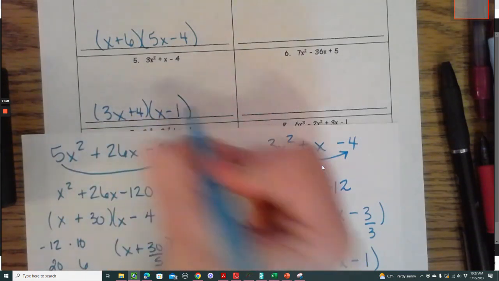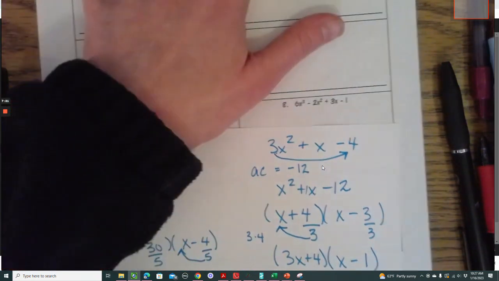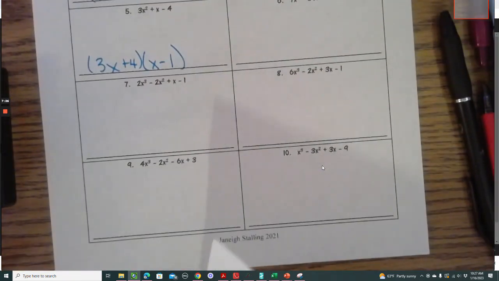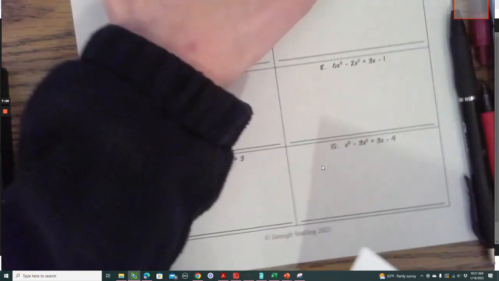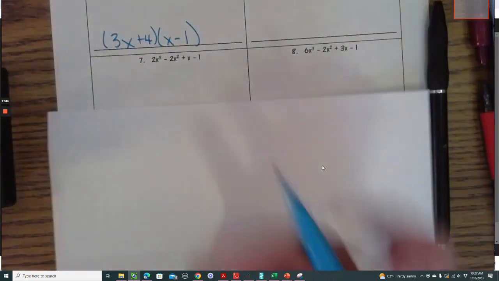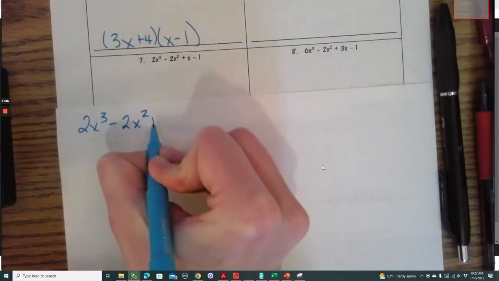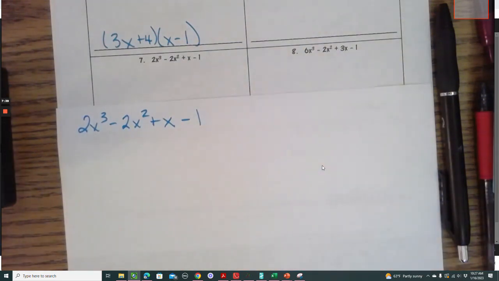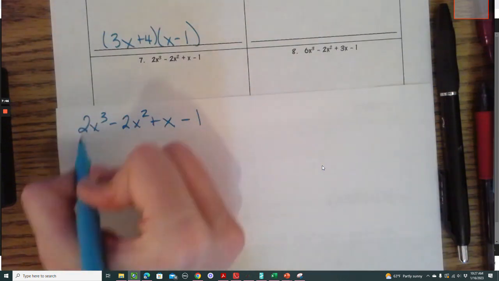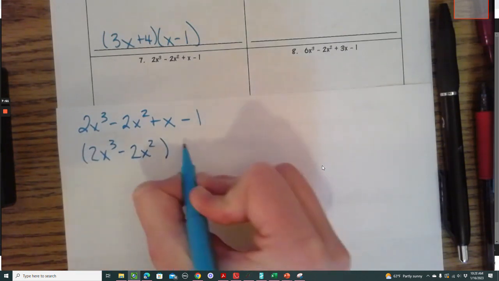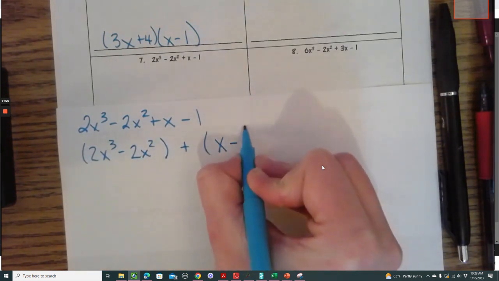The other one is like that box method, and I hate that. Here's the thing though, with cubics, we have to use the grouping method, but it's not as awful as you think, okay? Here's grouping method. You cannot slip and slide cubics. Grouping method: group the first 2 terms and the last 2 terms. So we have 2x cubed minus 2x squared plus x minus 1.